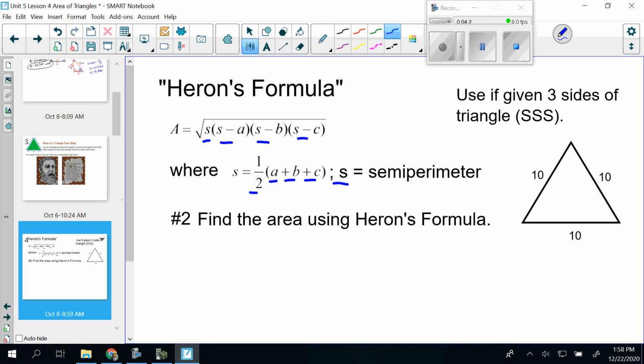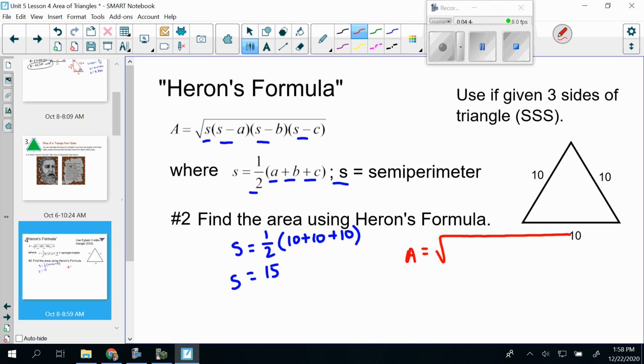So let's find our S value first. So S in this case would be half of all three sides added together. Well, they're all 10 here. So we're going to add 10 plus 10 plus 10 to get 30. Half of 30 is 15. And so that's our S, our semi-perimeter. So when finding area now, area is going to be the square root of our S value, so 15. And then we're going to take our S value minus each side. So 15 minus 10, another 15 minus 10, and another 15 minus 10, since all the sides are the same length here.